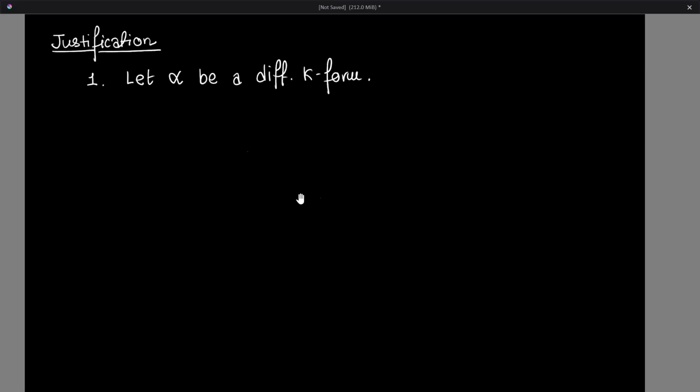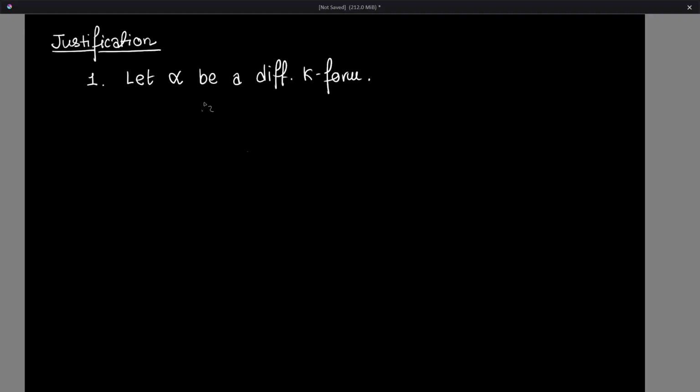Justification. So this is not going to be airtight. We're going to be skipping steps, but it will show you why this might be true. So first step is to note that, let's say that we have alpha. Let alpha be a differential K-form, right? And so the way we can rewrite alpha is that alpha has a harmonic part and a non-harmonic part.